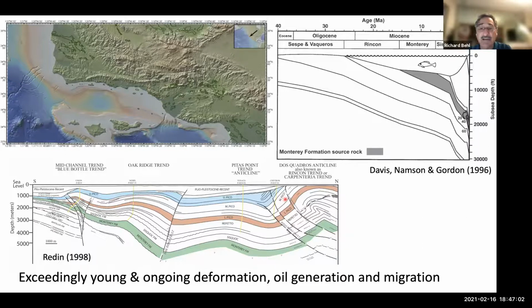It is building the anticlinal traps right now. It is burying the organic matter to generative depths and creating the oil and gas right now. And that oil is migrating up through the section and filling these traps as we speak. And some people have even reported areas in the Ventura anticline where they could identify areas that they've produced and then get refilled by the oil some years later.